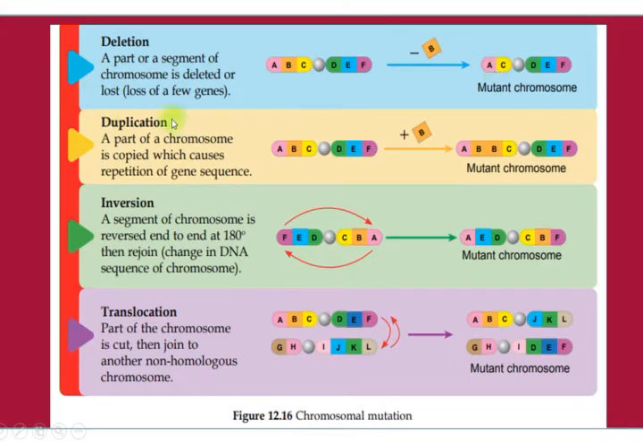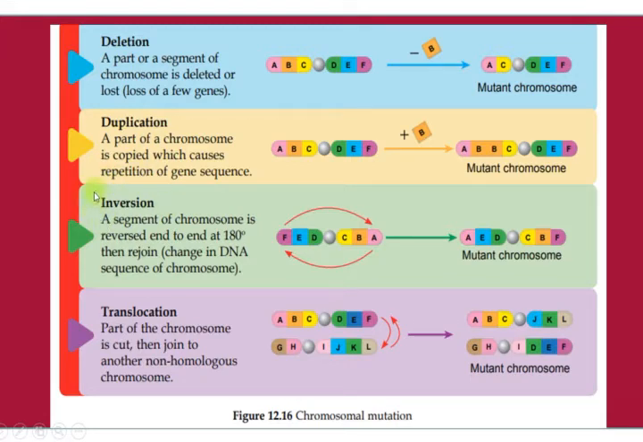Duplication: a part of a chromosome is copied, which causes repetition of a gene sequence. The original chromosome has six segments: A, B, C, D, E, F. When the mutation occurs, a segment of the chromosome is copied, and it will produce a mutant chromosome with a duplicate of the segment. So there are two B segments here, because the duplication occurred.